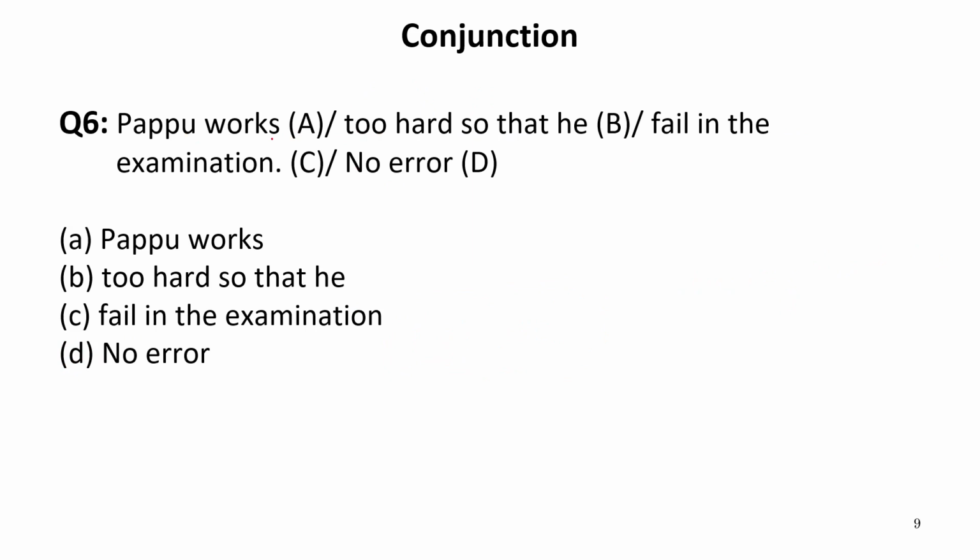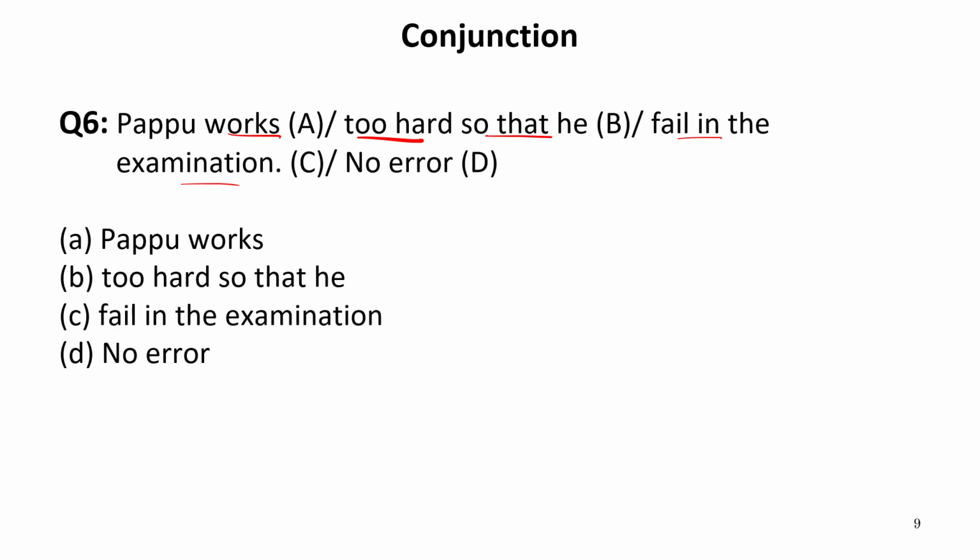Pappu works too hard so that he fail in the examination. Now, if we read this sentence carefully, does it make any sense? Well, if one person works hard, he should pass or he should qualify the exam, he should not fail. But here it is written, Pappu works too hard. Too hard refers to extremely hard. And he's not passing. In fact, he's getting failed. So this does not make any sense. Therefore, the conjunction that has been used is incorrect.